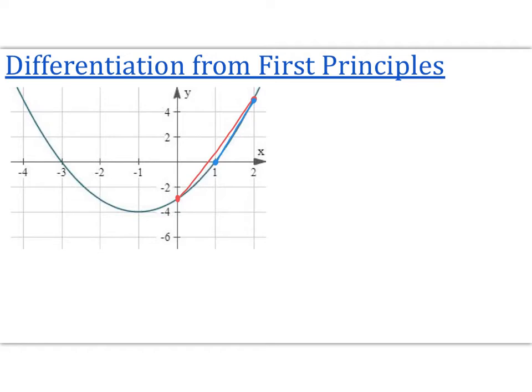Now, the reason why this is important is because from GCSE, you know how to find the gradient between 2 points. So what we want to do is use that in our A-level maths to work out the derivative at any point using this first principles.